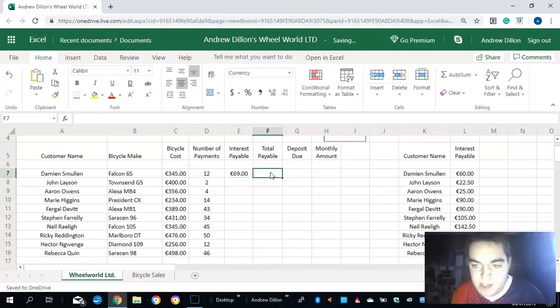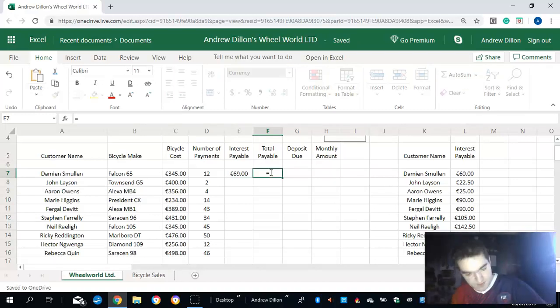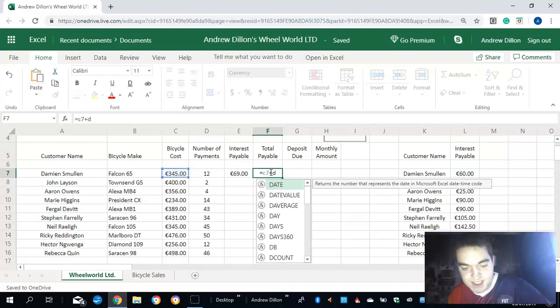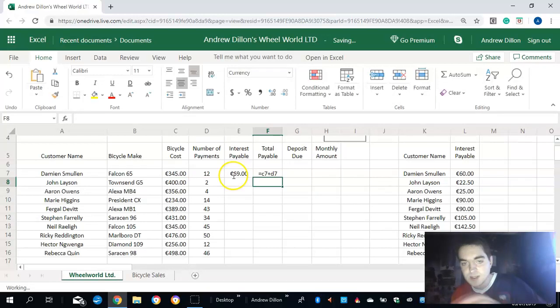Now we're going to do total payable. It's short, by the way. It's only C7 plus D7. Number of payments: the amount of payments that the bicycle is cost by the customer.